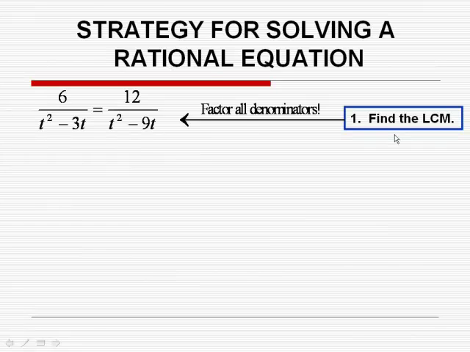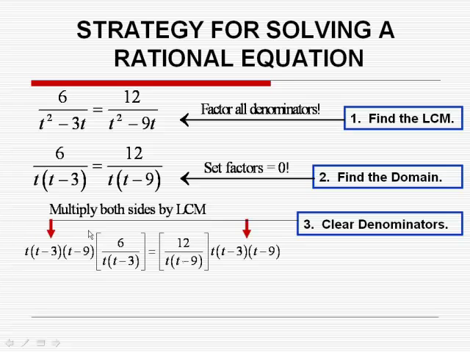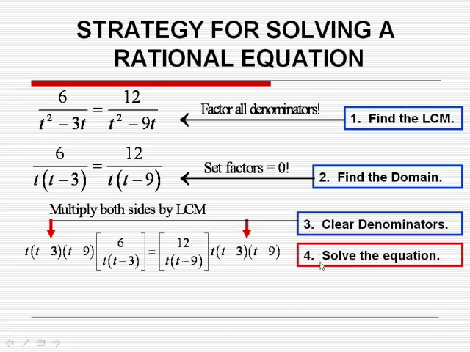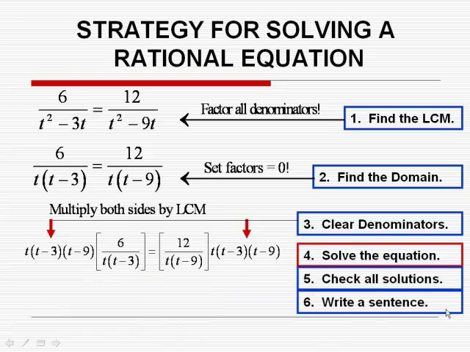This was one we did earlier, but I just wanted to go through it because here's your strategy. Find the LCM means you have to factor all denominators. Find the domain means you set factors equal to 0. Clear denominators means you multiply both sides by the LCM. Solve the resulting equation, check your domain, the solution may not be legal, and then you're ready to write a sentence. So that's the strategy for solving a rational equation.